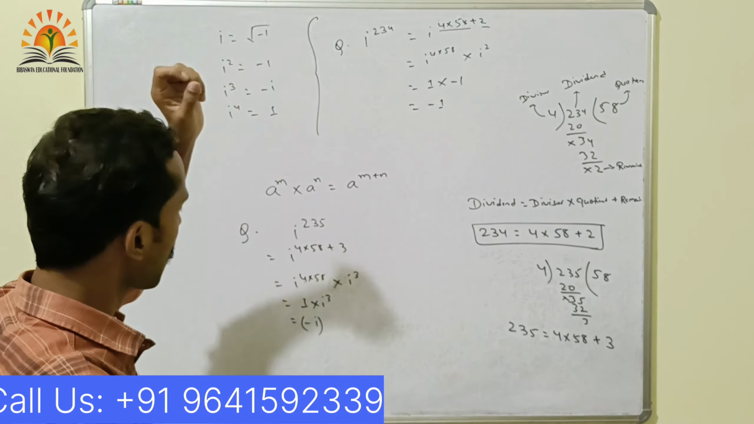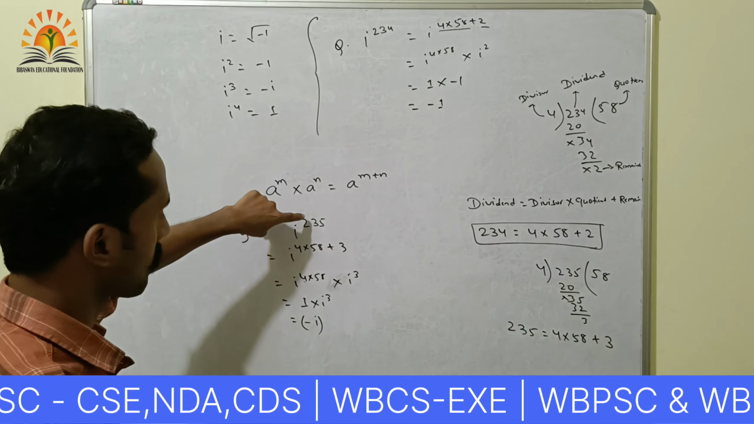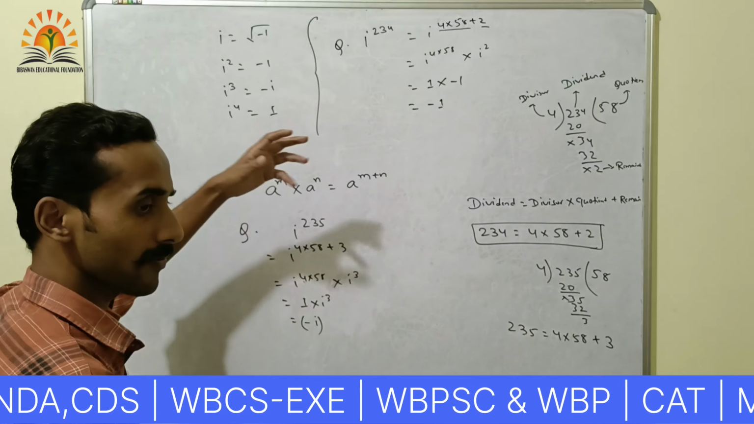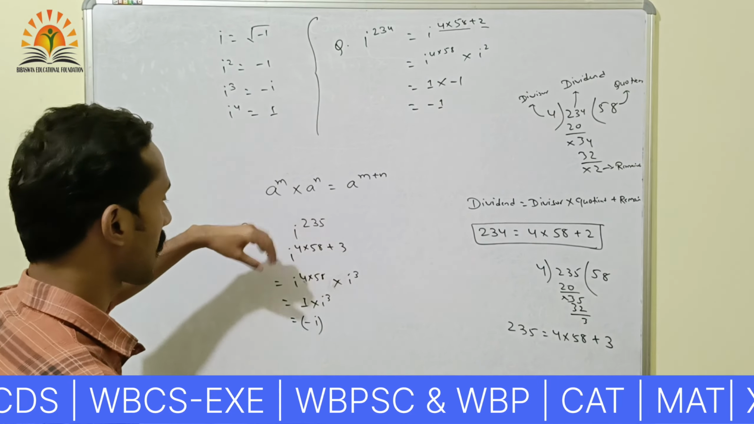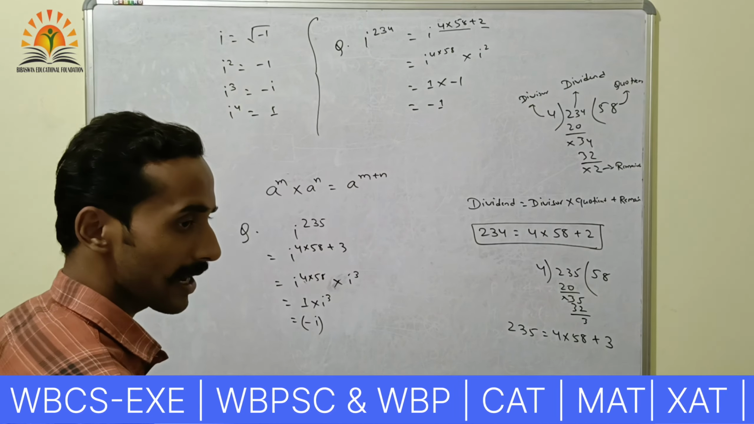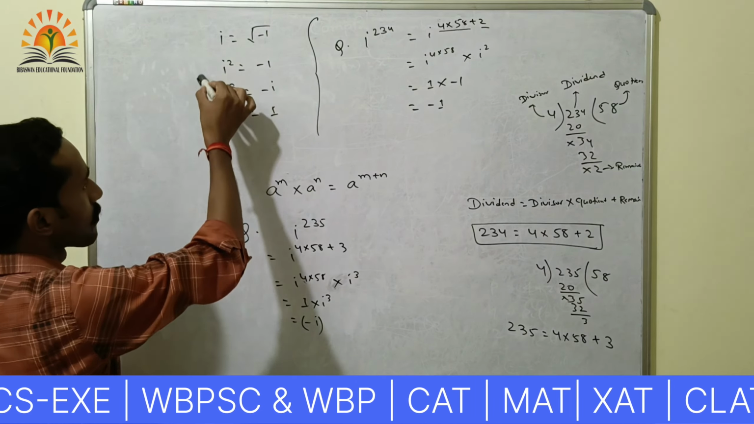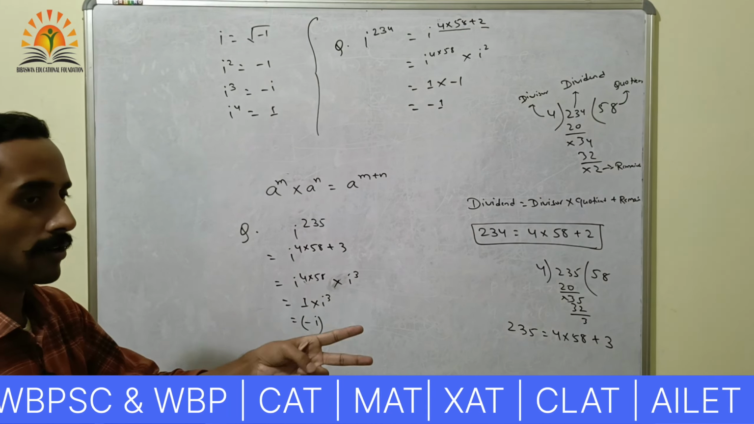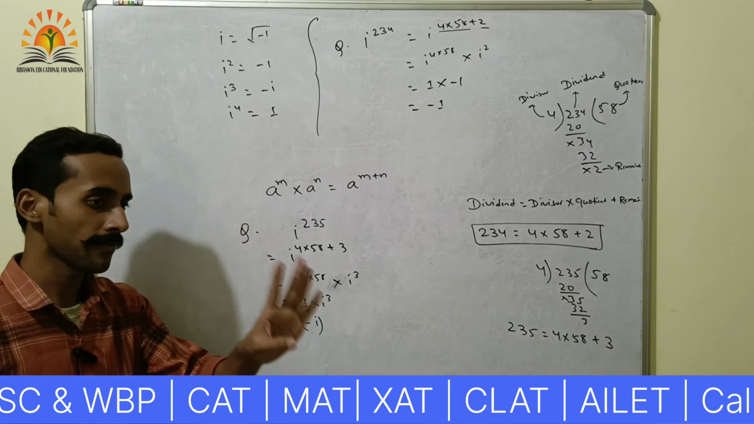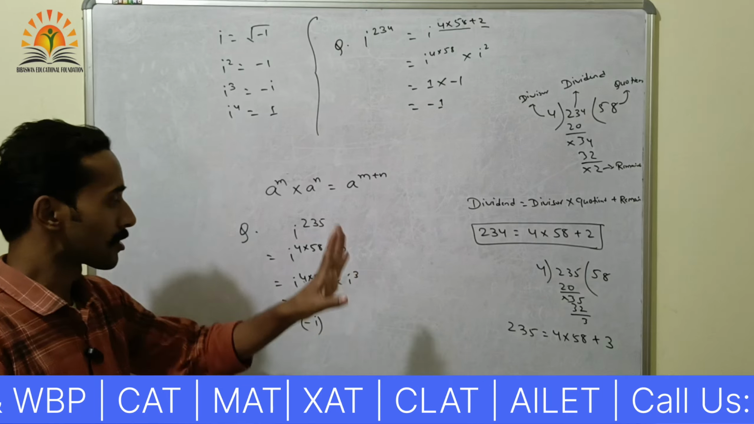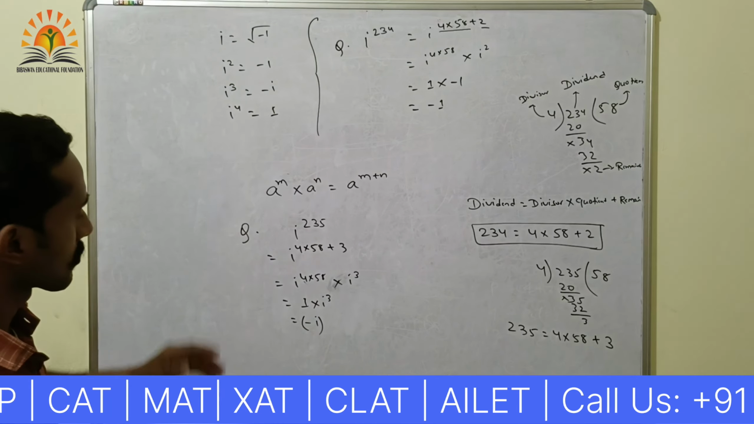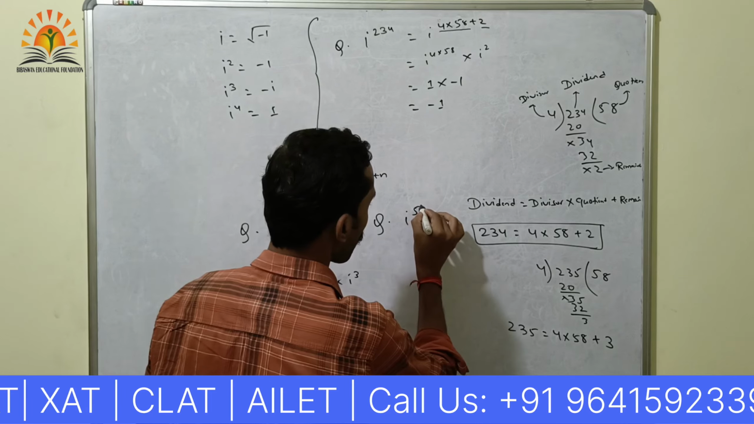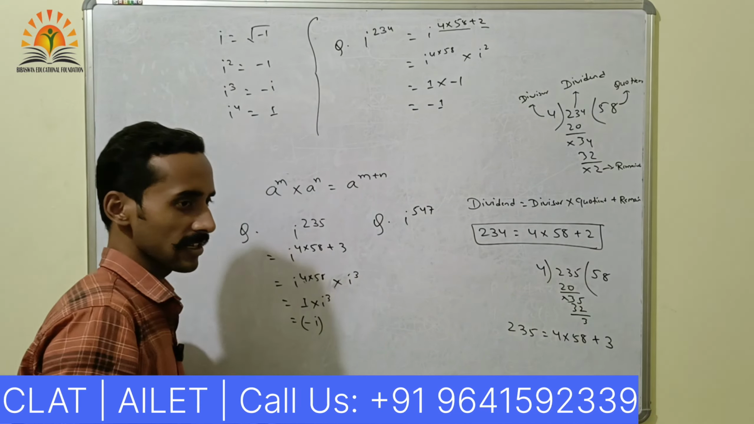So you can express any iota form, be it iota to the power 500, 600, 700, 1000, or 1 lakh, in only 4 iota forms: iota to the power 1, iota to the power 2, iota to the power 3, iota to the power 4. Understood here? So write it down and solve one question. I will give a question: 547. Solve it.